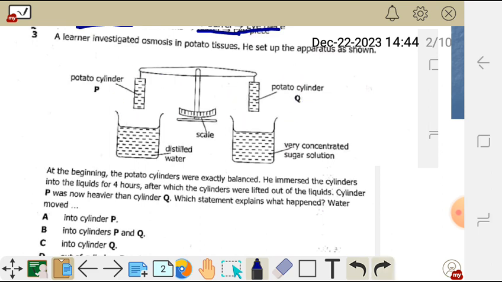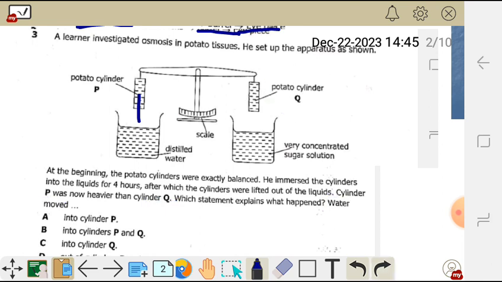He immersed the cylinders into the liquids for 4 hours. So these cylinders were immersed in these liquids for 4 hours, after which they were lifted out of the liquids. And then the question continues to say, cylinder P was now heavier than cylinder Q. So cylinder P here was now heavier than cylinder Q.